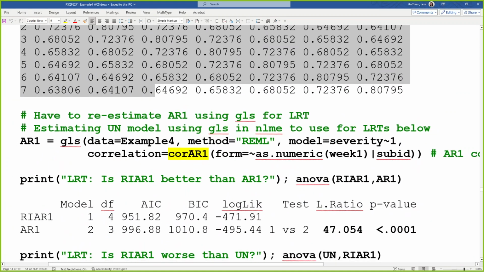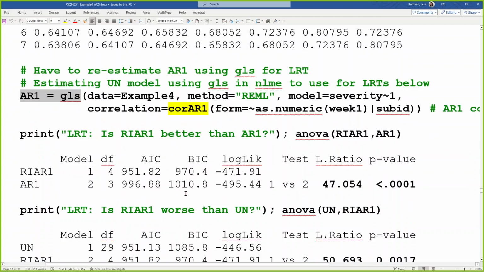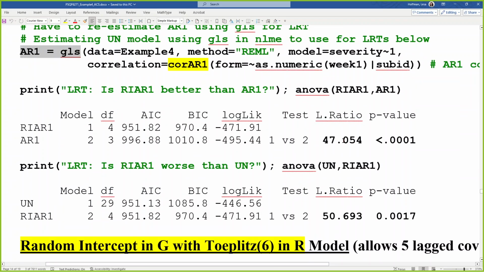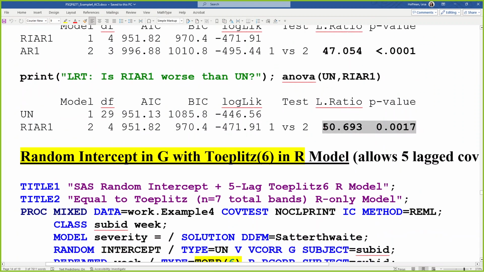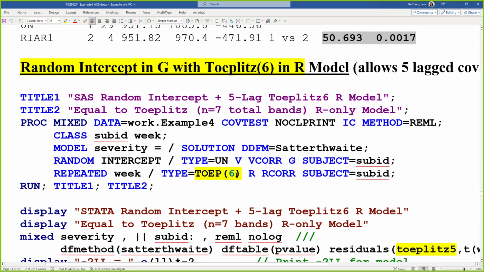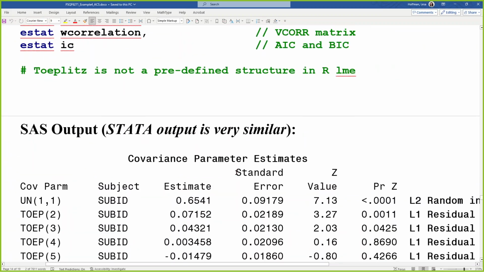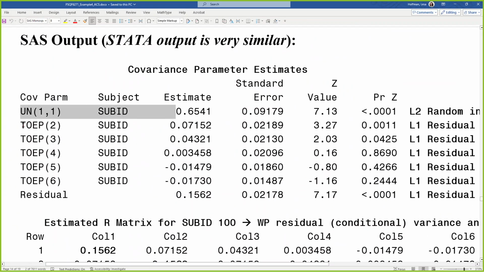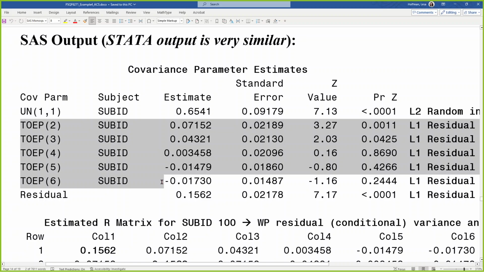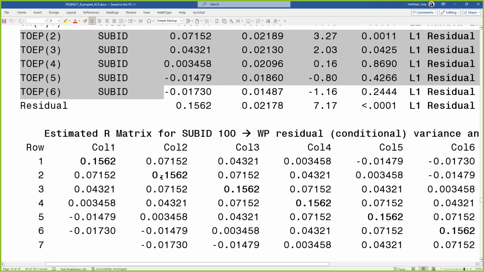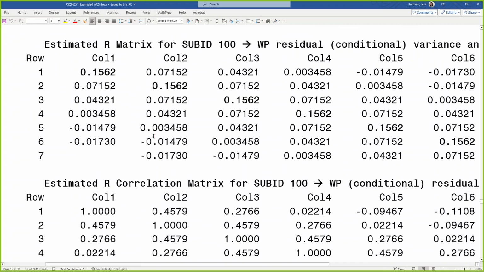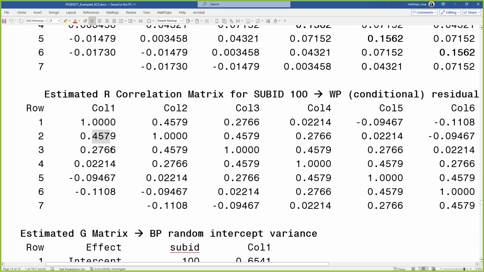And to do the model comparison, I had to re-estimate the AR1. So there's the model comparison in R. And this one is still technically worse than the unstructured model, so we could keep going. I did the Toeplitz version to see what it looked like under that. It gives me random intercept variance plus all of these residual covariances. The correlation version looks like this. So once again, it appears that after controlling for the random intercept, there's not a lot left in the R matrix. Correlation's around 0.5, 0.2.